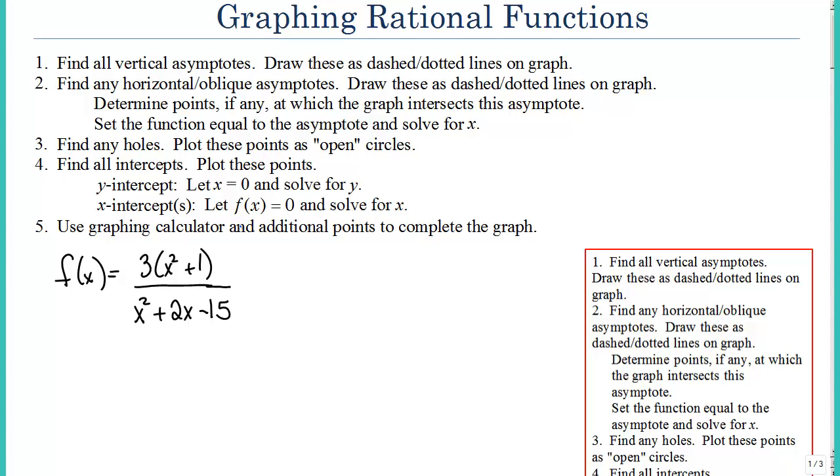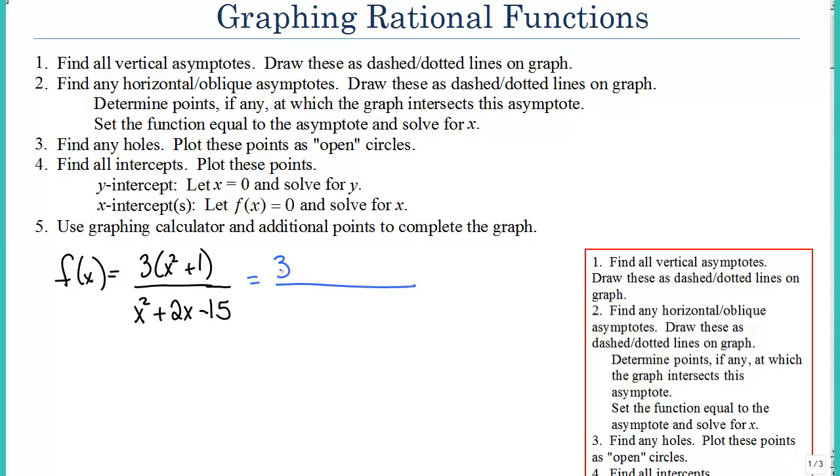Now that we know how to find asymptotes and holes and domain of a rational function, we're going to put all that together and graph it. We're also going to use the aid of a graphing calculator to help us finish our graph. The first step is we're going to find all of our asymptotes. As you recall from a previous video, what you need to do first is to factor everything.